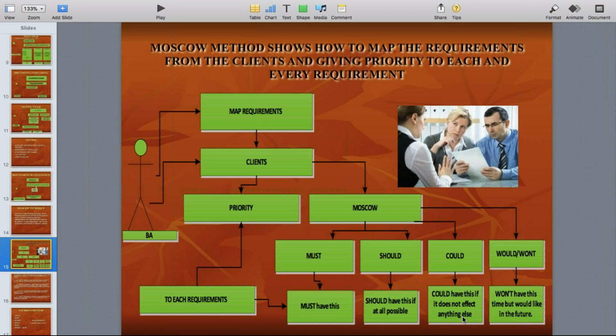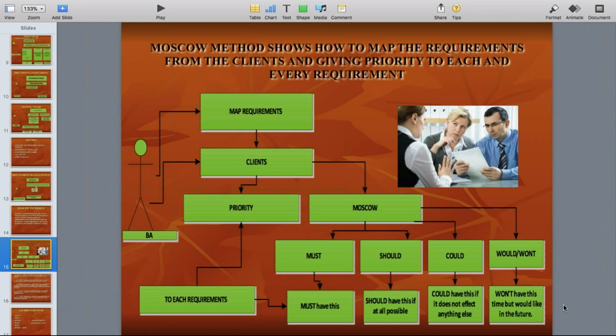We ignore, I mean, we put it aside. We don't consider them as a proper requirement. We put it aside. That comes under could have this if it does not affect anything else. And last we have is would or won't. Would or won't means won't have this time, but would like in the future, means we don't want right now, okay? However, we want it in the next version.